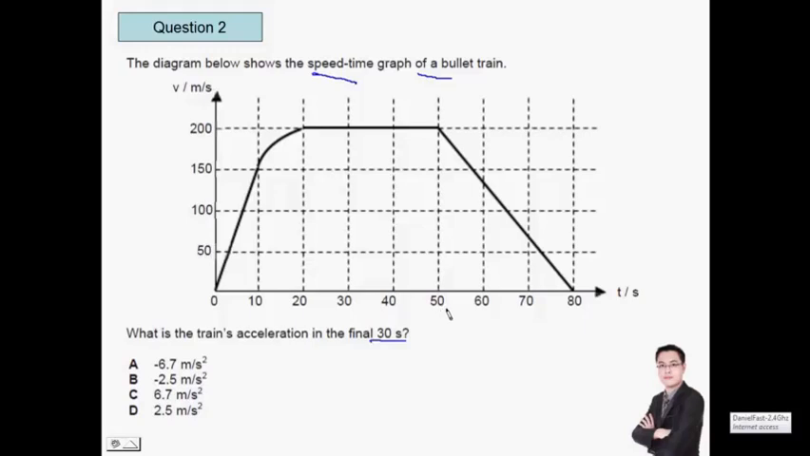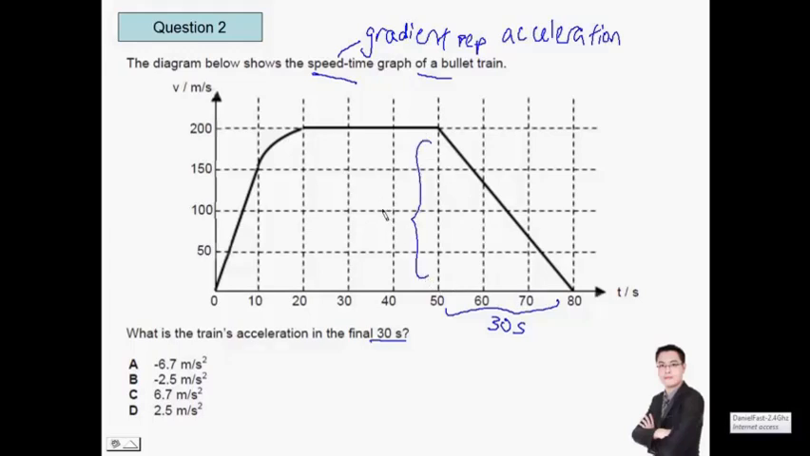If we look at the final 30 seconds, for a speed time graph, take note that gradient represents acceleration. So what we need to do is to determine the gradient of this line. To determine the gradient, we take rise over the run. The vertical column here is 200 meters per second.